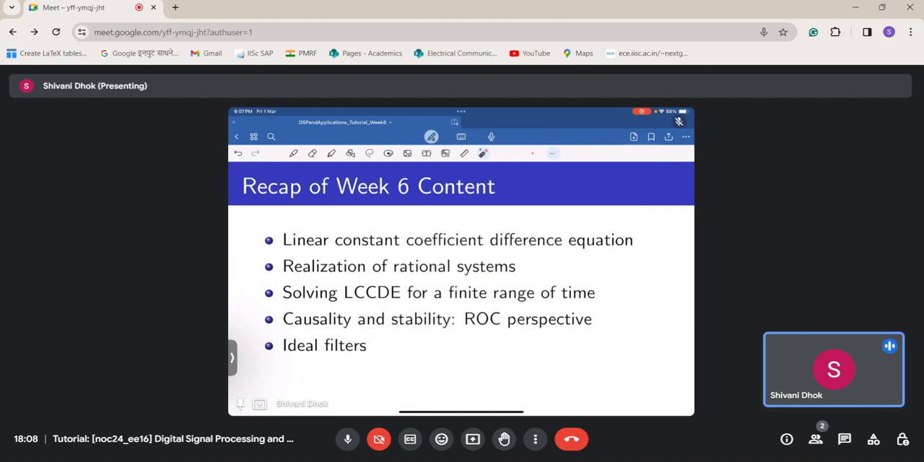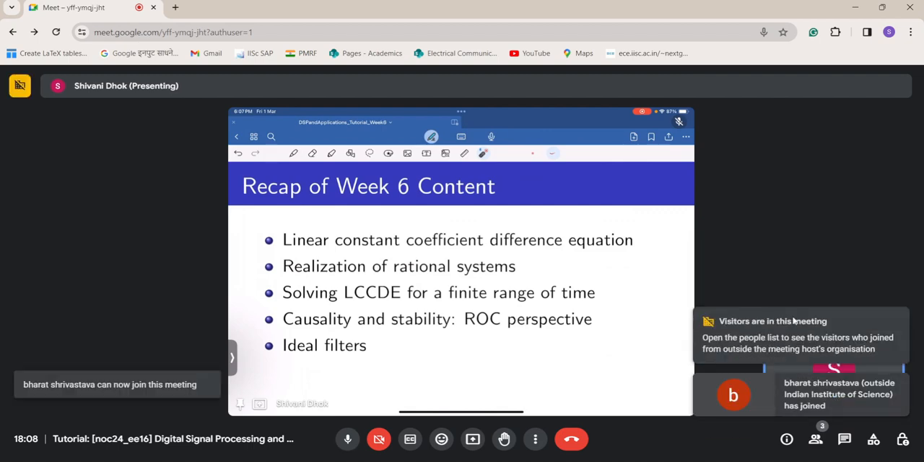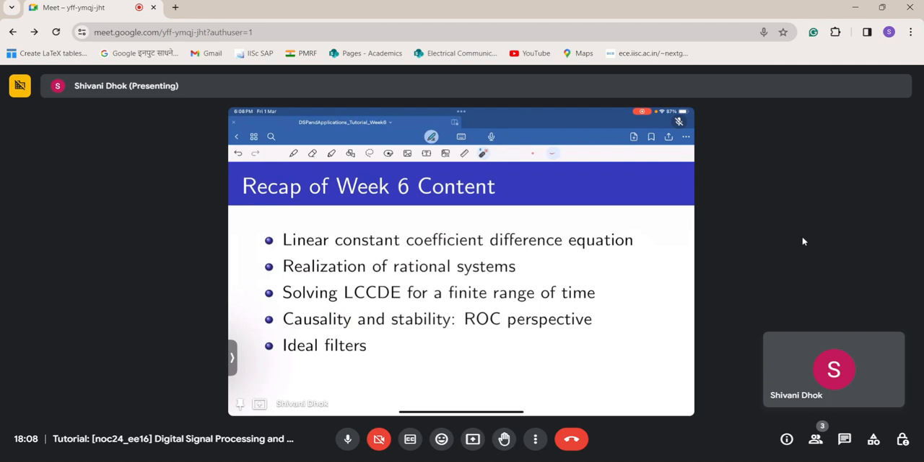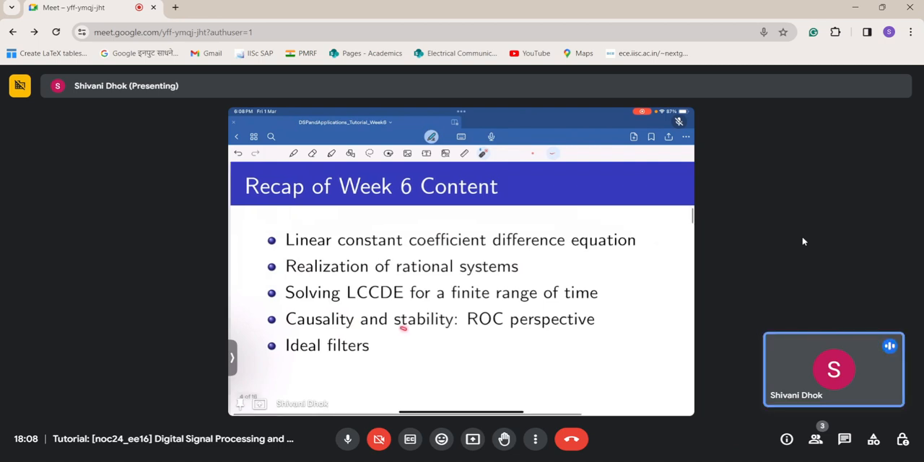After that, we looked at how to solve the linear constant coefficient difference equation for a finite range of time. Then we also saw causality and stability from the ROC perspective. So we saw that if z equal to infinity is included in my ROC, then the system is causal. And if the unit circle, that is |z| equal to 1, is included in my region of convergence, then the system is stable.